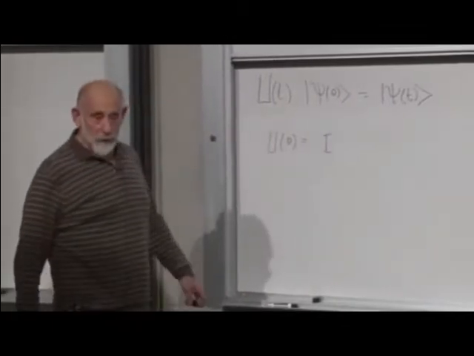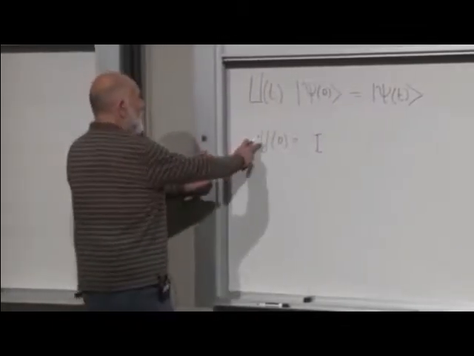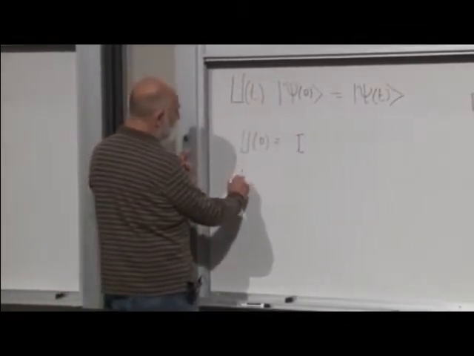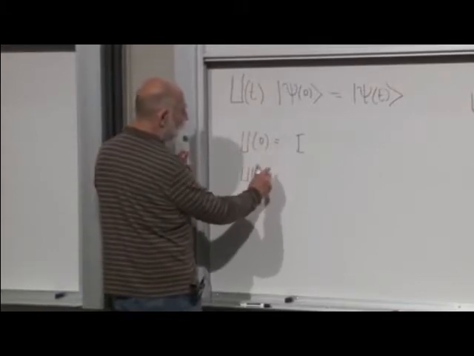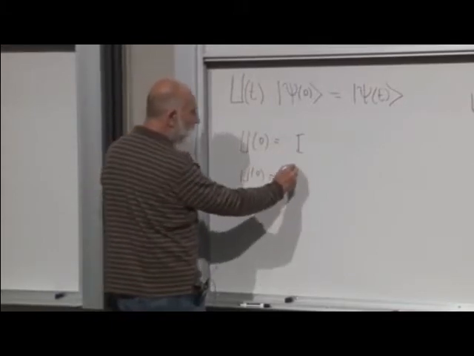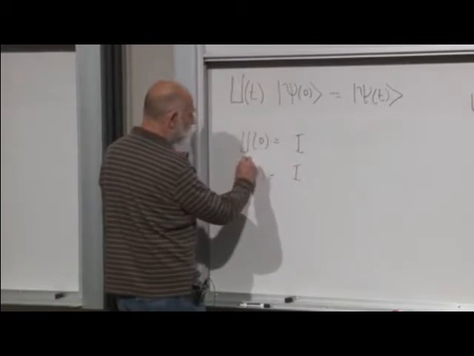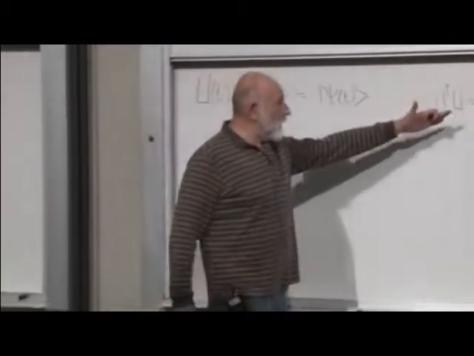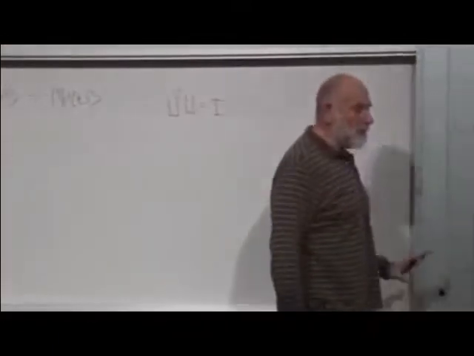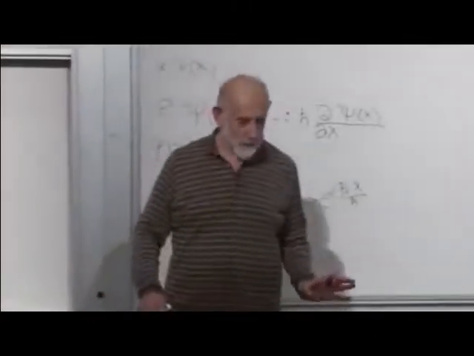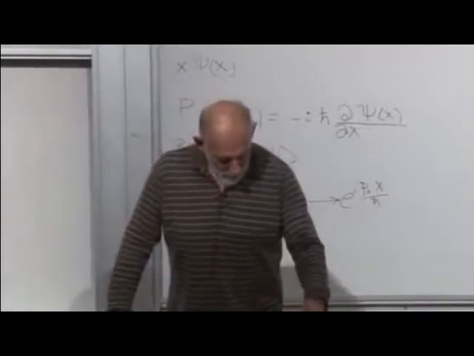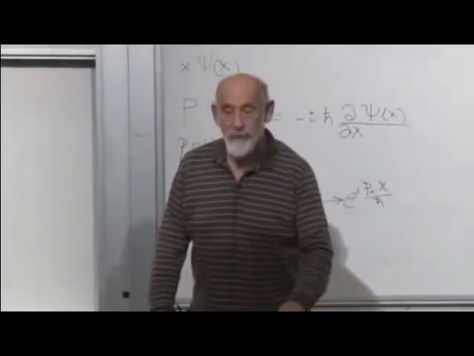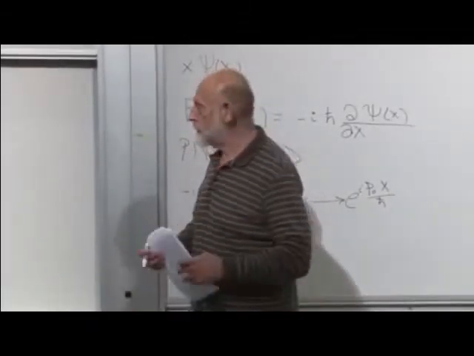Now, is U unitary? Sure it is. The Hermitian conjugate of U is the Hermitian conjugate of the identity operator, which is just the identity operator itself. And identity times identity is just identity. So yes, the unit operator is unitary. And it's the time evolution when no evolution happens.